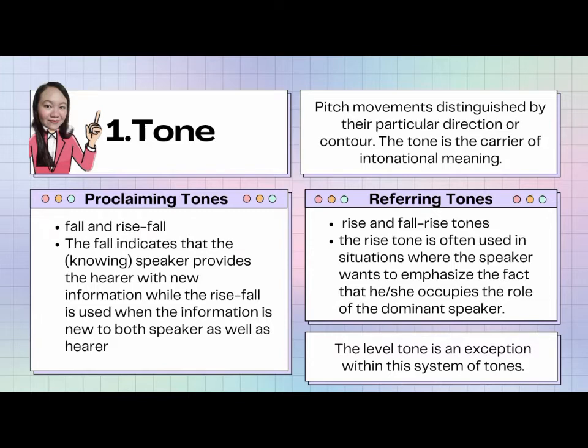Proclaiming tone occurs where the speaker wants to express surprise, irritation, and strong personal impression. On the other hand, referring tones are often used in situations where the speaker wants to emphasize the fact that he occupies the role of the dominant speaker. So the level tone is an exception within this system of tones. It is neither a proclaiming nor a referring tone.